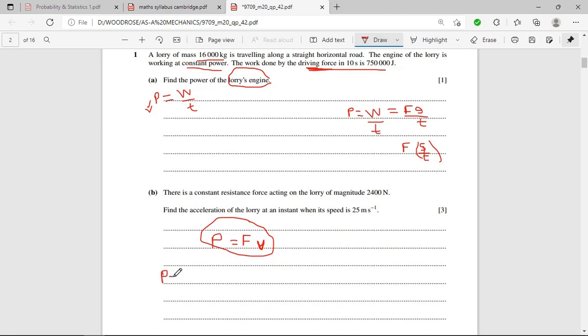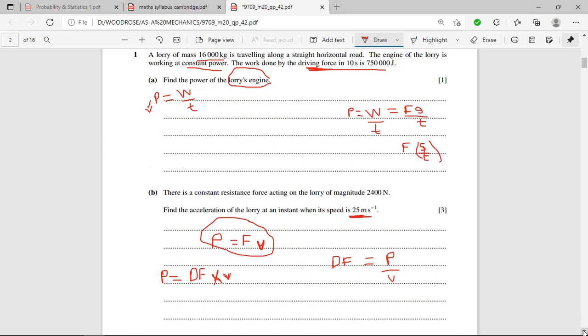The power of the engine, the power you have calculated in part A, is the same as the driving force times your velocity. So you can agree with me that the power of the engine is the driving force times velocity. In this case, you can now find the driving force by saying your driving force is equal to power divided by v. We are making the driving force the subject. You have calculated power in part A, and we are given the velocity. So you just punch it into your calculator.